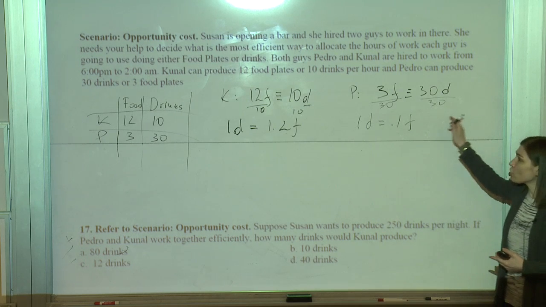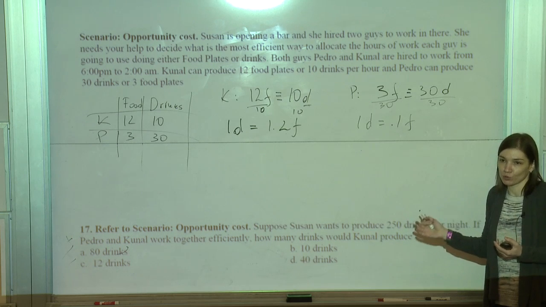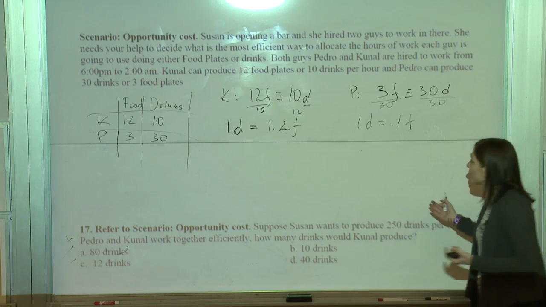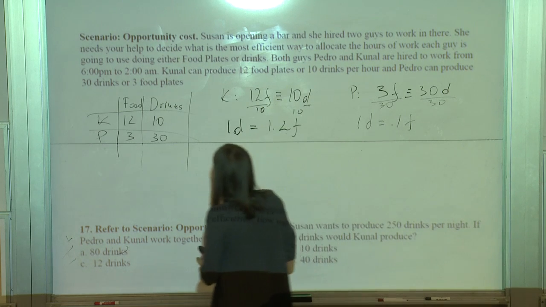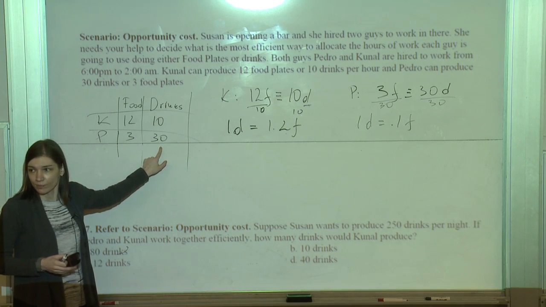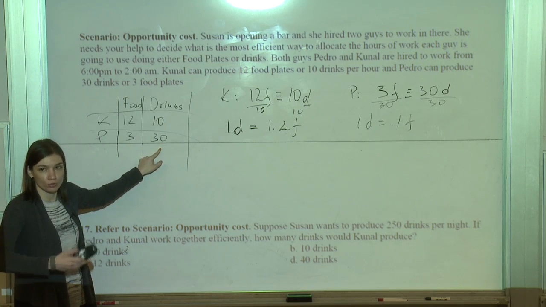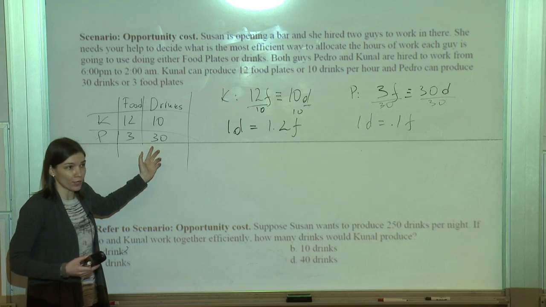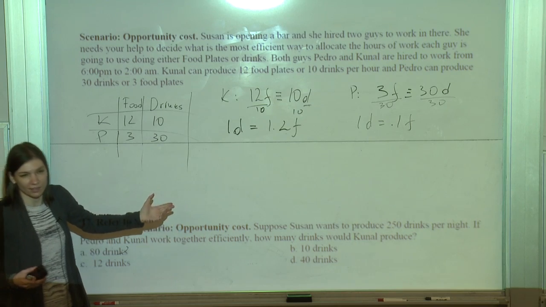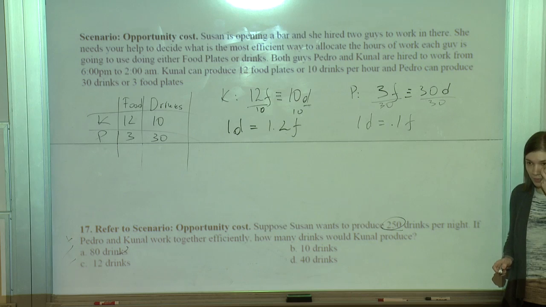Well, we are going to make Pedro produce only drinks, all right? But there's only so many that he can produce in an 8-hour period, correct? And how many is that? Well, he produces 30 drinks per hour. That's Pedro. So if he works 8 hours on only drinks, he's going to produce how many drinks? 240. So the question is, how many would Kunal produce? 10, the rest of it, because she wants 250, right?